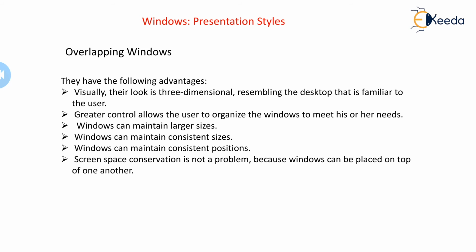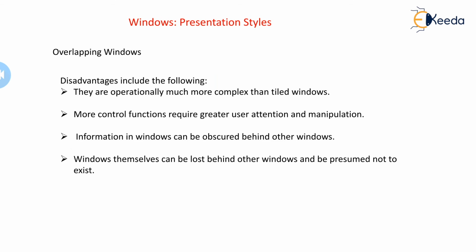Now let us talk about the disadvantages of overlapping windows. They are operationally much more complex than tiled windows, and more control functions require greater user attention and manipulation. Information in windows can be obscured and not visible behind other windows. Sometimes windows get lost behind others and you presume they do not exist. For example, if I hide the third window, I may think only two windows are open. These are the disadvantages of overlapping.